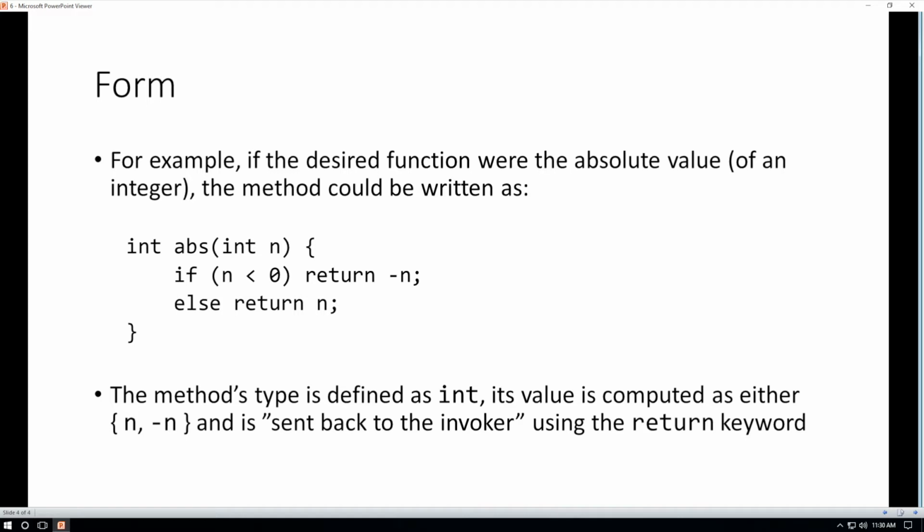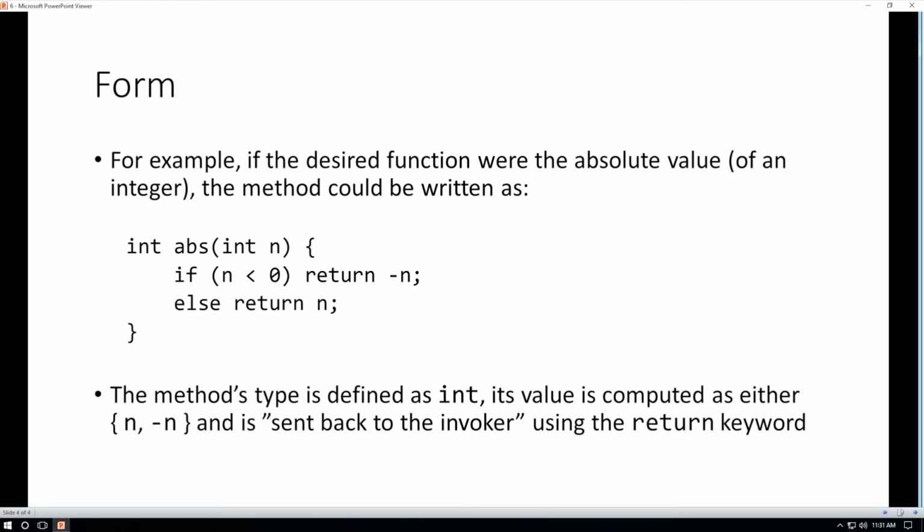The way this is laid out takes into account the fact that the number 0 is not positive or negative. This code takes positive and 0 values and just simply returns them. The method's type is defined as int. Its value is computed as either n, which was the input value, or negative n. So those are the only two values that get computed and sent back to the invoker.